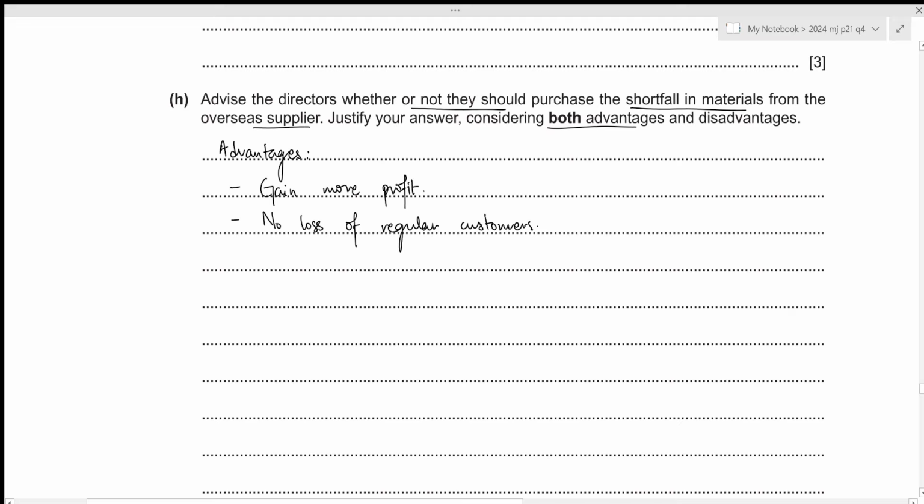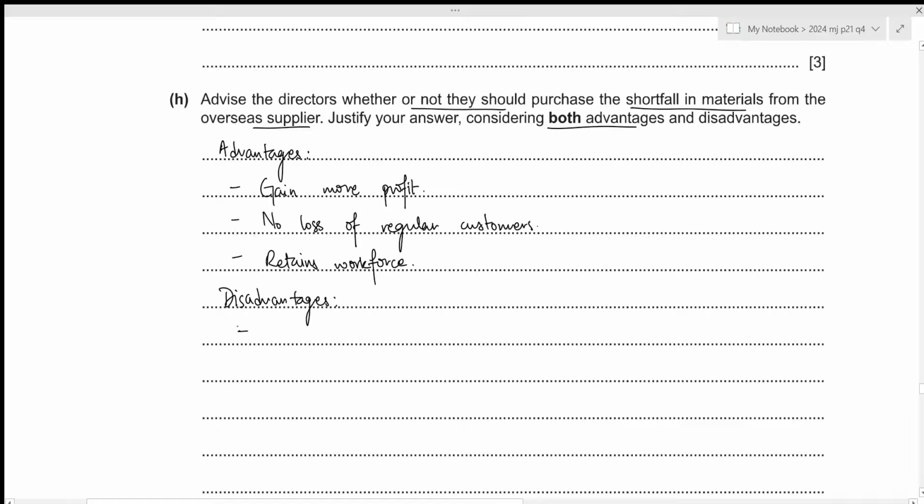Then the third advantage is that it will retain the workforce as well, because if we only had to produce 1675 units, maybe some of the workers would have been redundant. But if we purchase the shortfall in materials, we will be producing the regular number of units, which means that we will be able to retain the workforce. So retains workforce. Those are our advantages. Now we will move on to the disadvantages.